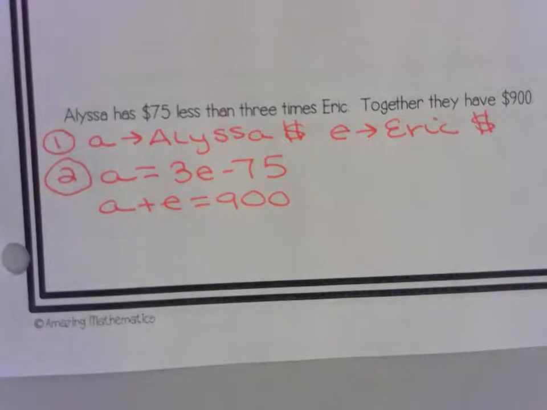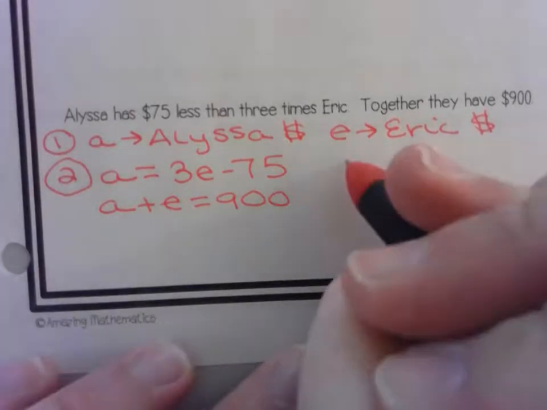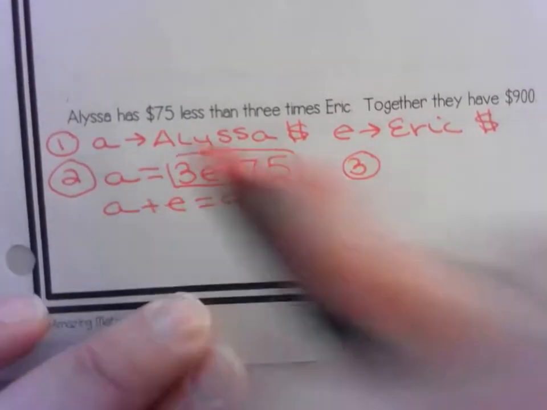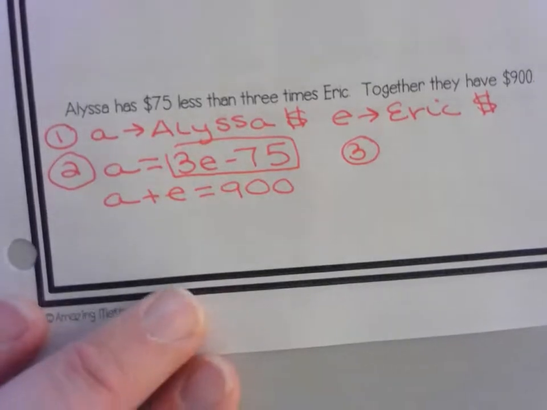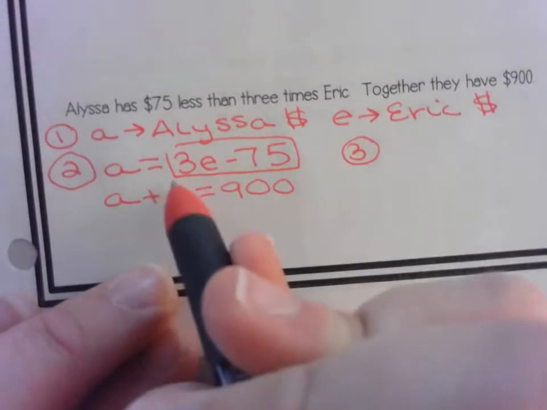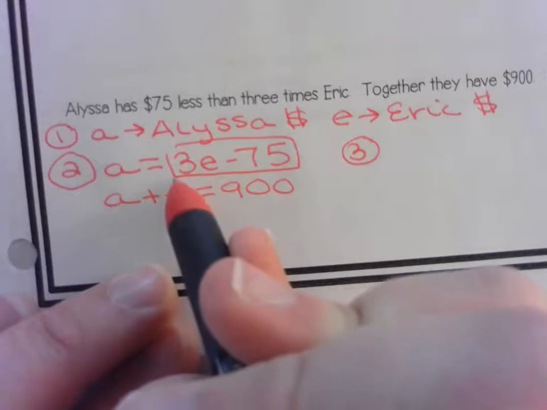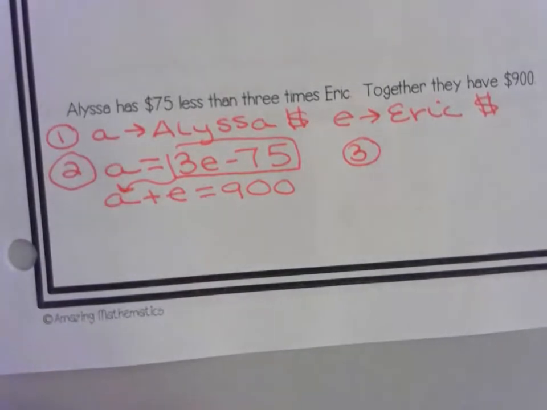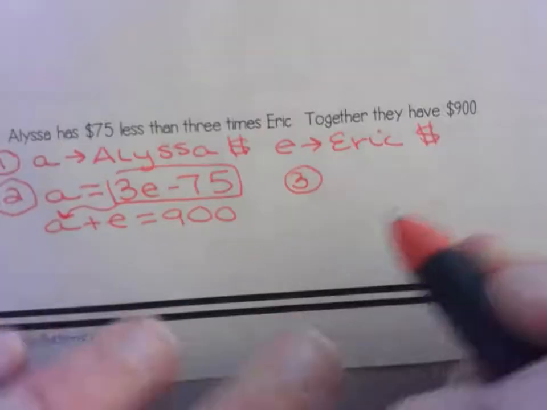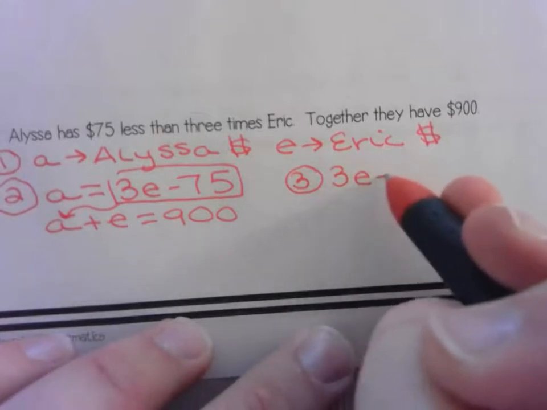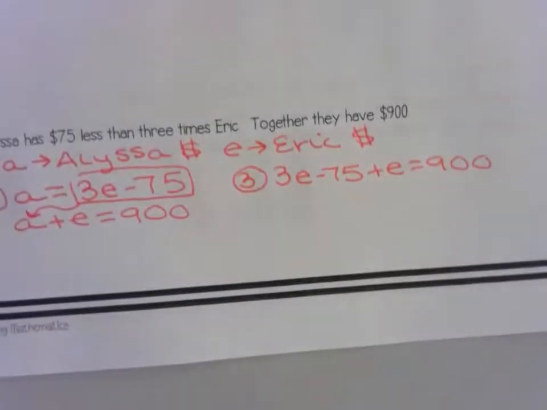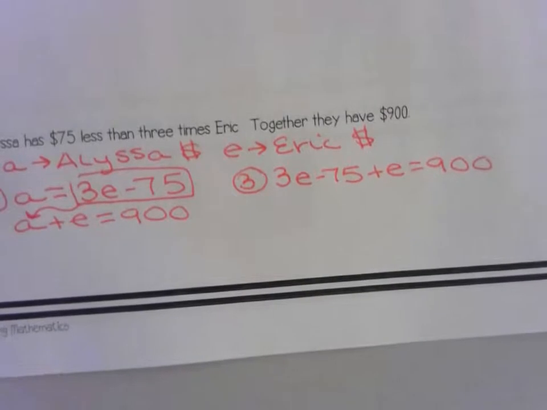Now we decide elimination or substitution. Substitution, because I already have an equation that's A equals. So I take what A is equal to, 3E minus 75, and I do what with it? Plug it in where A is. So look at your bottom equation, and we're going to plug 3E minus 75 in where A is. So it's 3E minus 75 plus E equals 900. Once you get your 2 equations, it is exactly the same thing we've been doing for the past couple weeks. You guys can do this.